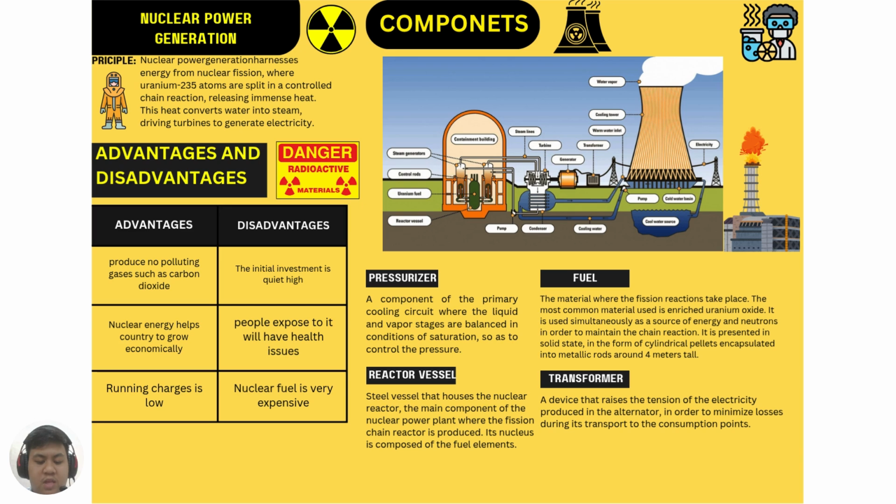The process involves splitting the uranium-235 atoms, and this creates a controlled chain reaction. When these atoms split, they release a large amount of heat. This heat is used to turn water into steam. When it's turned to steam, it spins the turbine to generate electricity. It's a clean and efficient way to produce energy without burning any fossil fuels.